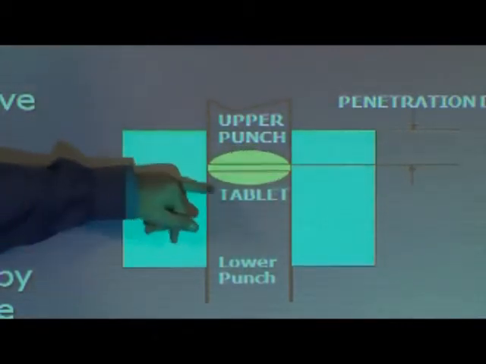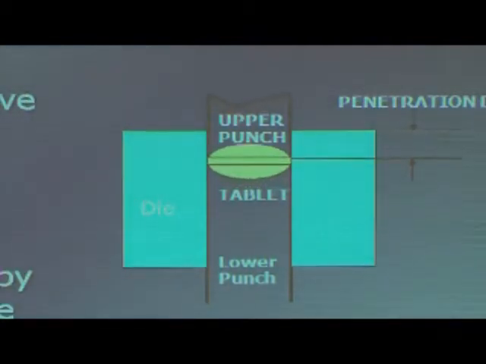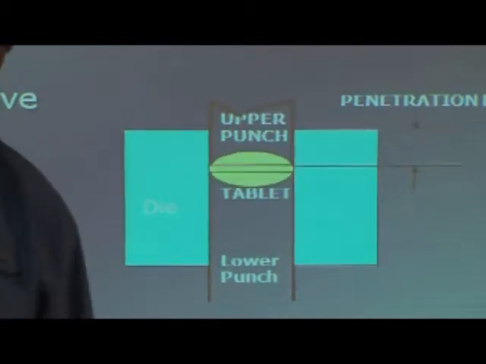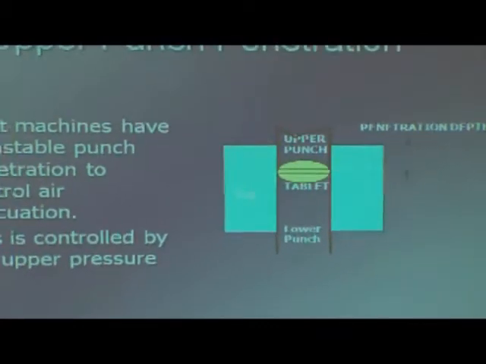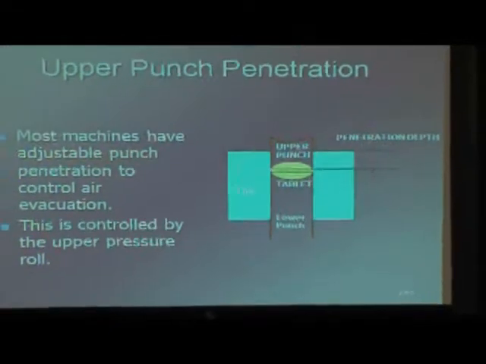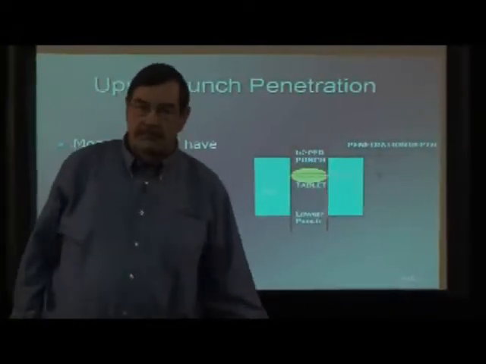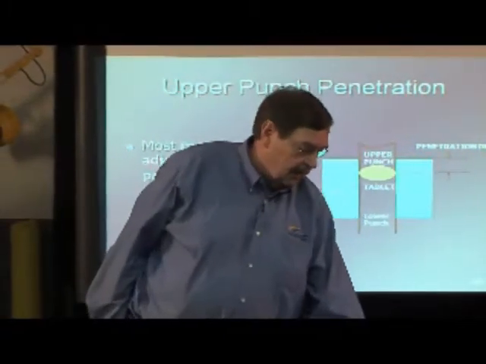If I go too deep in the die, what kind of effect will that have? It's going to be hard to eject the tablets. Because the lower I go in the die to make the tablet, the harder it is to push it out. If I have to push it out throughout the entire die, it's a lot of force. Yeah. Air won't go out.